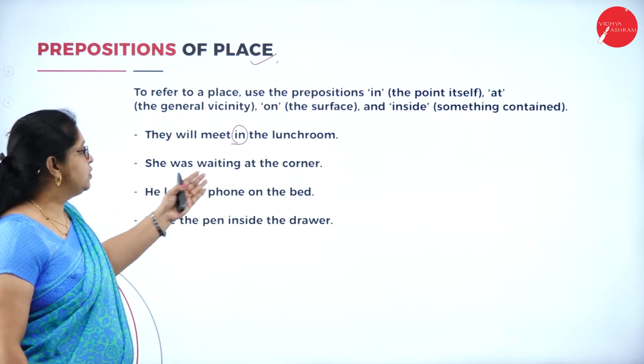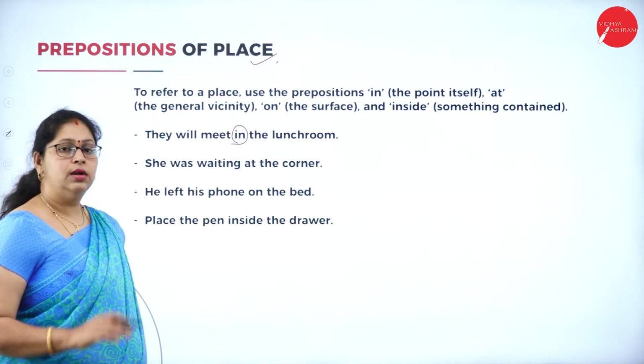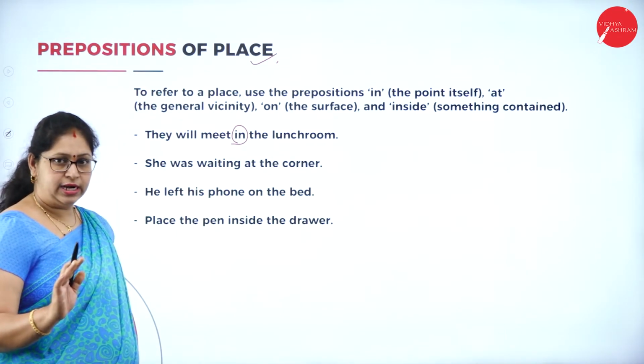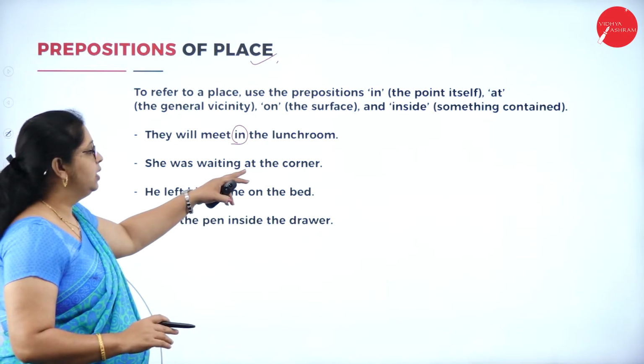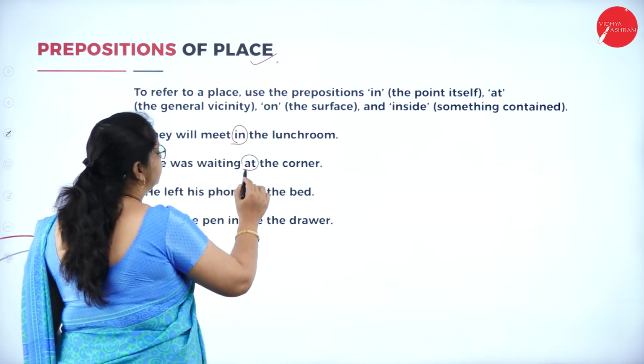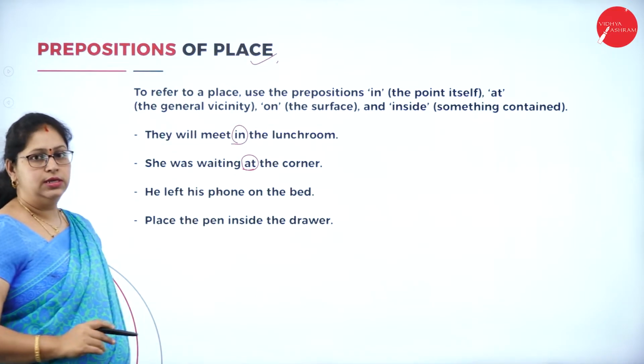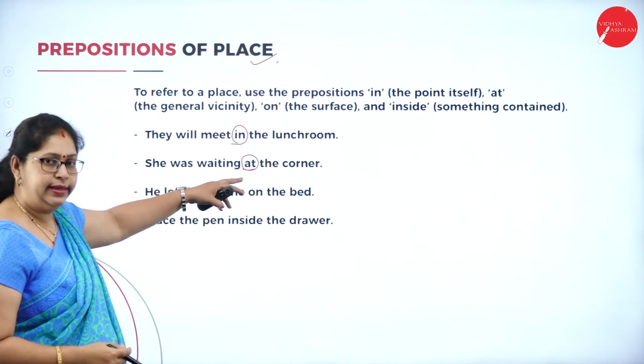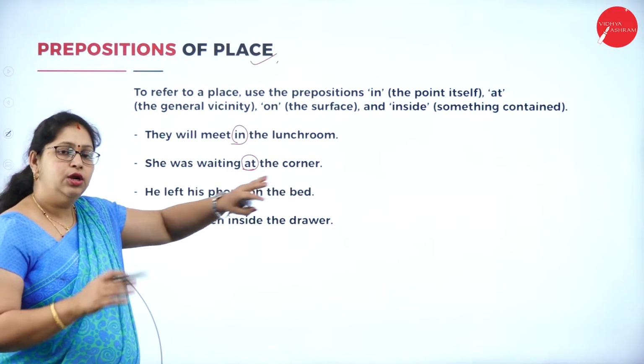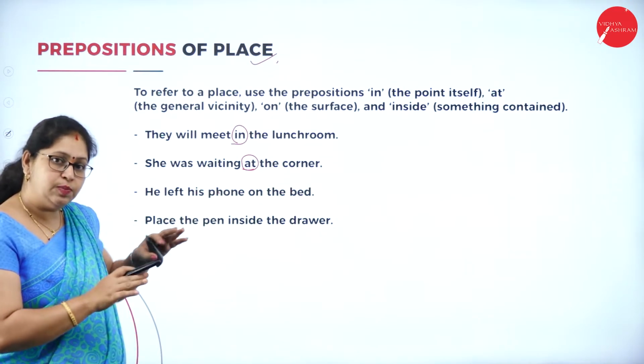Then, she was waiting at the corner. We don't know which exact place in the corner. So, we are using the preposition at. So, what is said there for at? It is the general vicinity. So, we are using at here. At the corner. We don't know in that corner which place, we don't know.